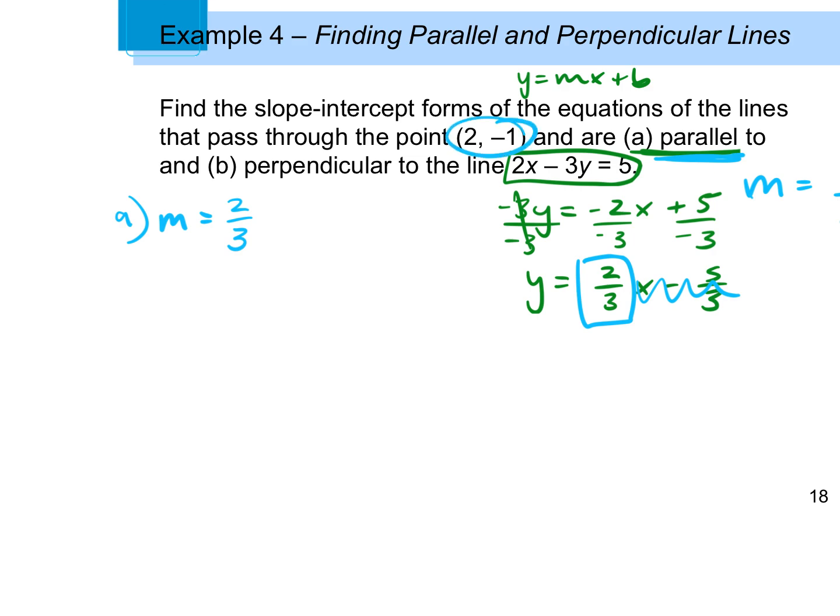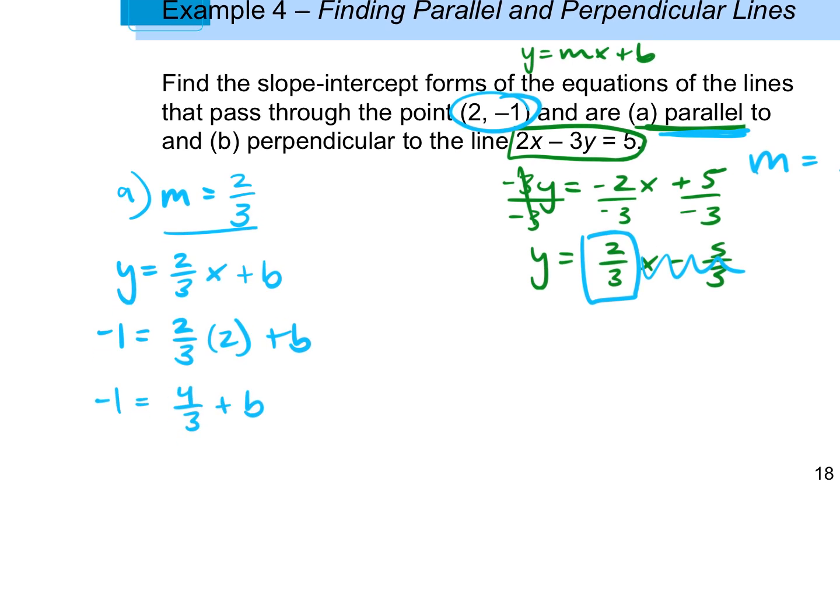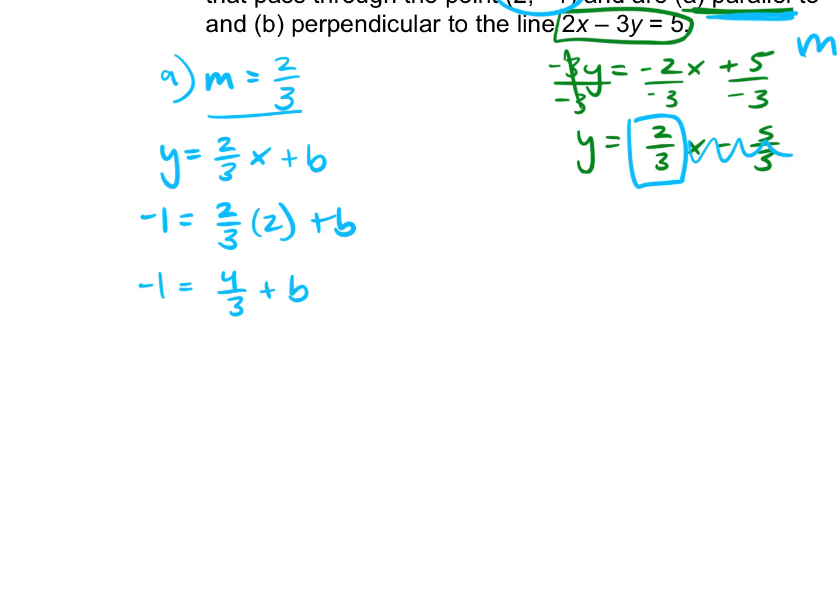It gives us the point and our slope. So we have y is equal to 2 over 3x plus b. We don't know what b is yet, so we have to find it. What's x and y? What's x? 2, and y is -1. Perfect. We're using our point and plugging it in. So -1 is equal to 2 over 3 times 2 plus b. So -1 is equal to 4 over 3 plus b.